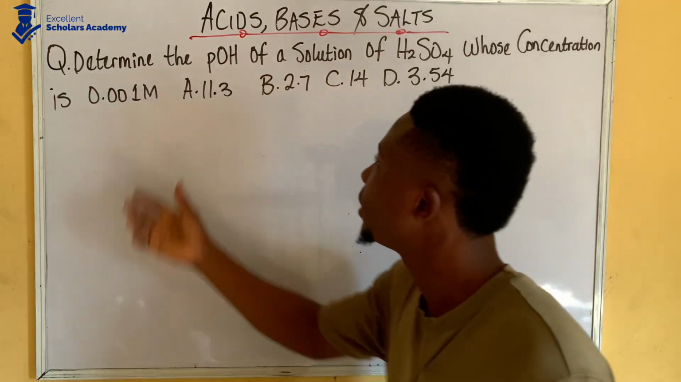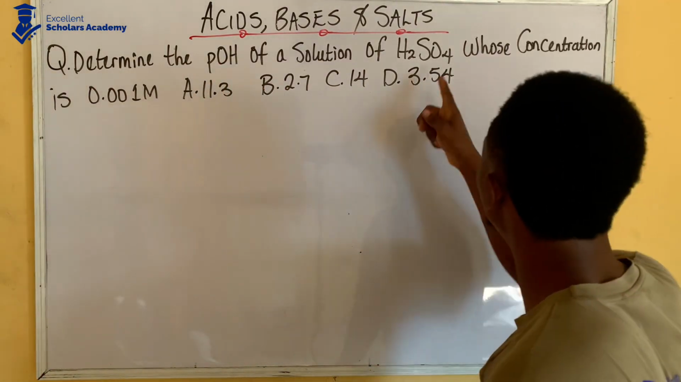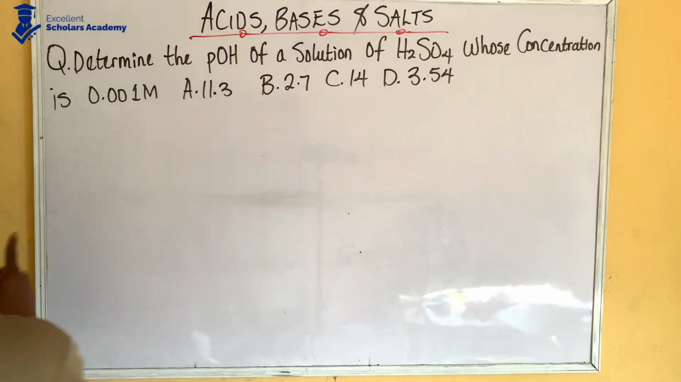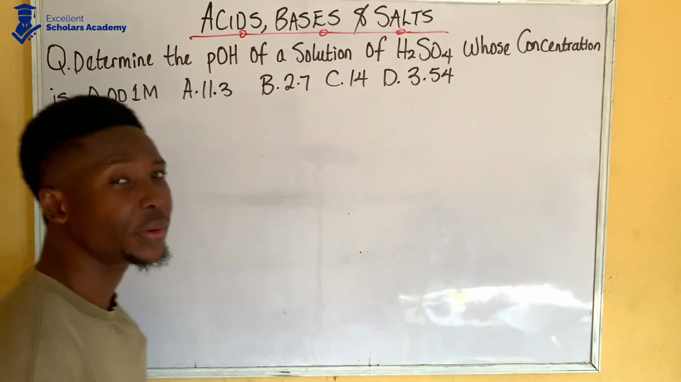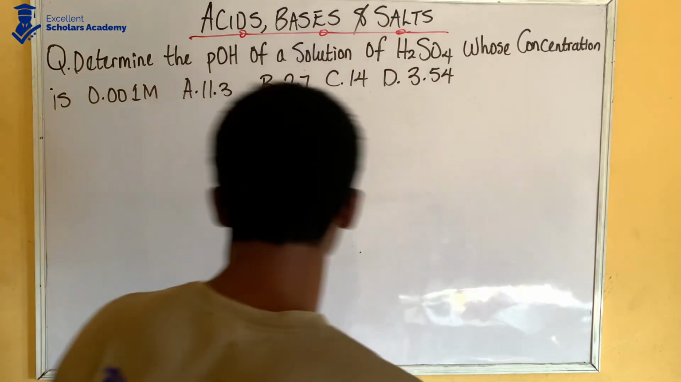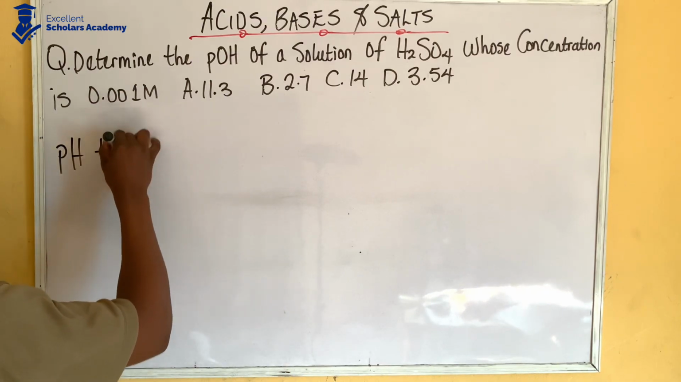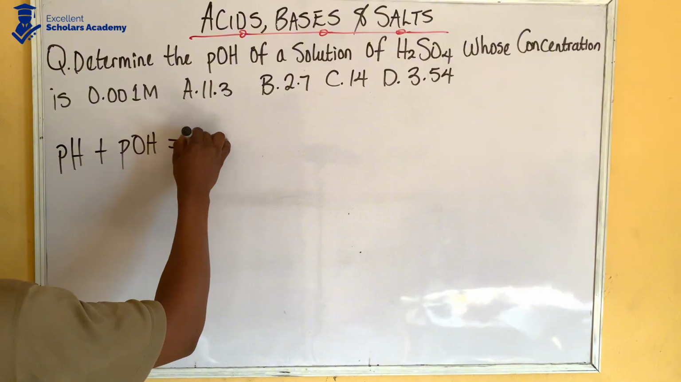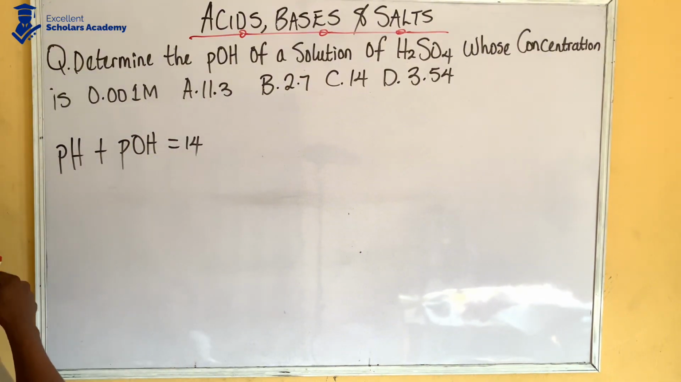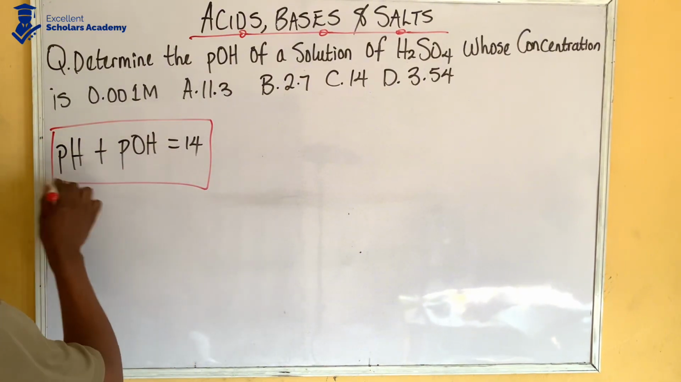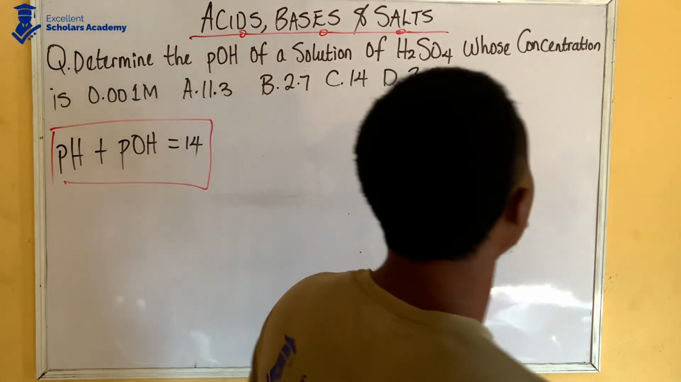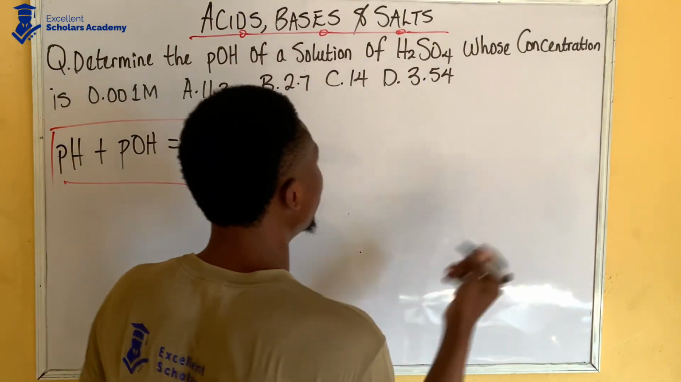The question says, determine the pH of a solution of H2SO4 whose concentration is 0.001 molarity. Now, I want you to remember that pH plus pOH gives us 14. This is the first thing I want you to remember: that pH plus pOH gives us 14.